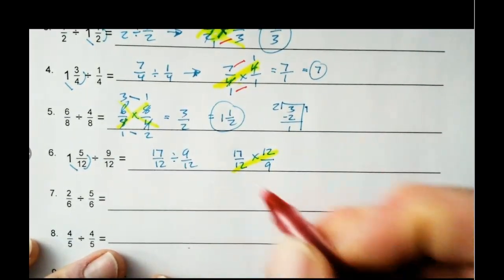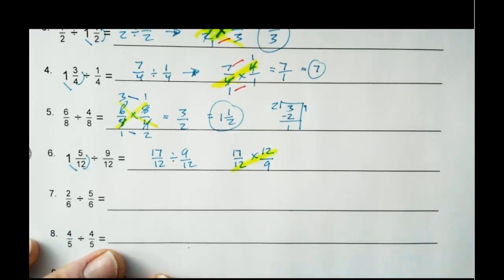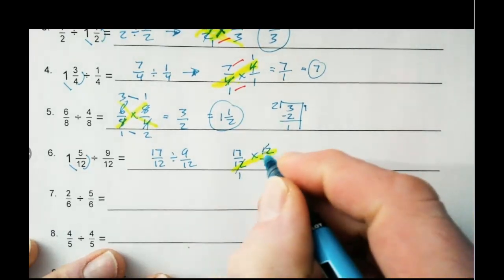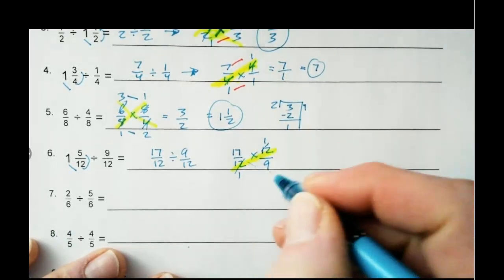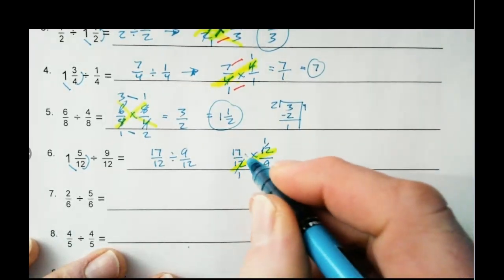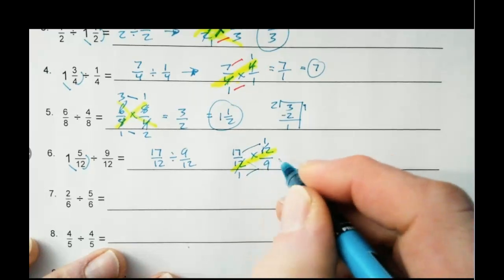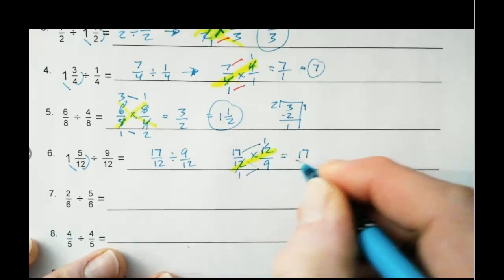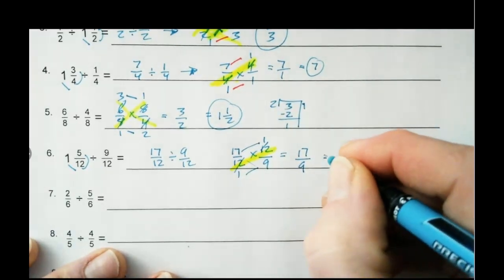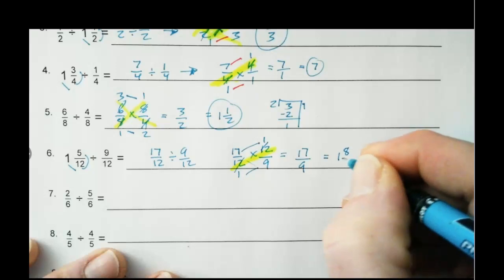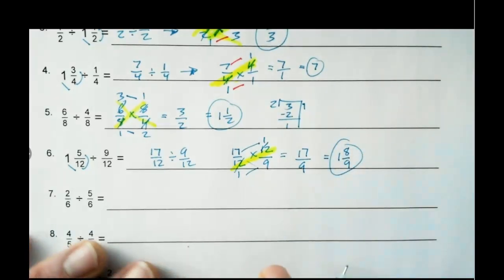because I can divide by 12 here. 12 divided by 12 is 1. 12 divided by 12 is 1. So I can't do anything with 17 and 9. 9 goes into 18, but not into 17. So when I multiply across on the top, I have 17, and I have 9 on the bottom. Well, 17 divided by 9 is really 1 and 8/9ths.